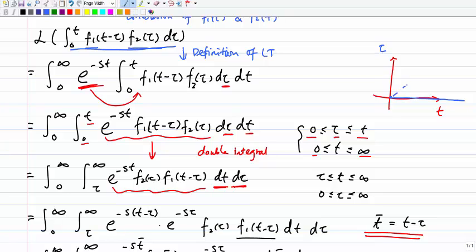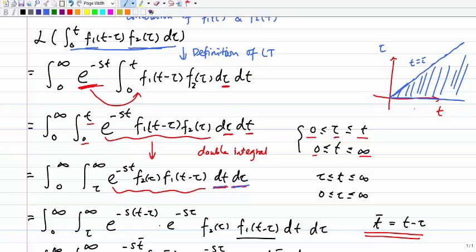Suppose this line is t equal to tau. So the point has to be somewhere over here. So you have the entire region, which of course goes to infinity, and you could include this line. Now if we switch order, I integrate over dt first, then d tau.